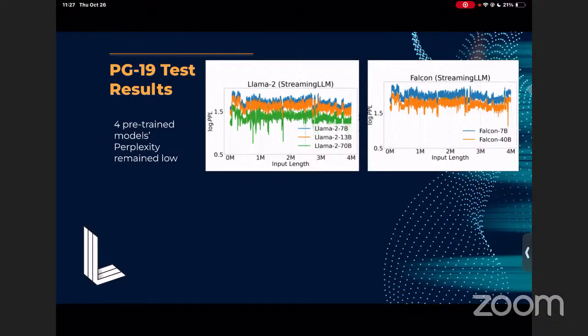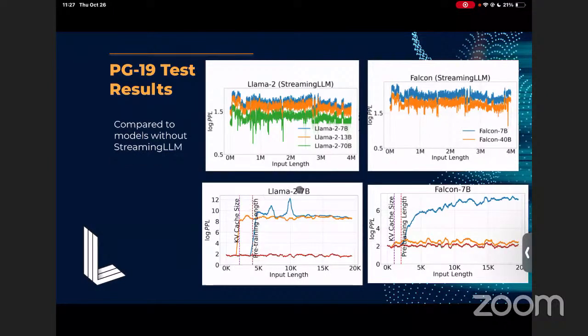Same for Falcon, same for other models they tried that I'm not including here. And if we compare this to the models without StreamingLLM, as we can see, when input length is at 20K, the model perplexity is already at 8. Whereas here, it's up to 4 million, and the perplexity remains constant around here. Even the best performing model, which is Falcon, had perplexity of around 2 with StreamingLLM, when before it was around 2.5 here. And so there's an objective improvement in model performance with StreamingLLM.